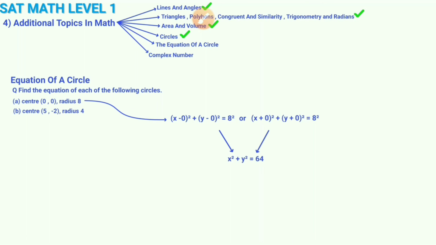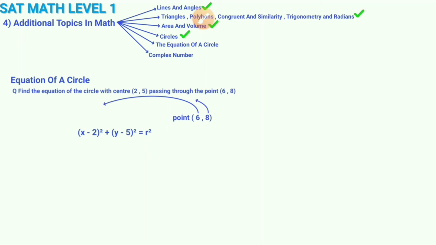Find the equation of each of the following circles. Radius 8 or this. Always give this. Find the equation of the circle with center this passing through the point this. Put in here. And yeah, you get this.